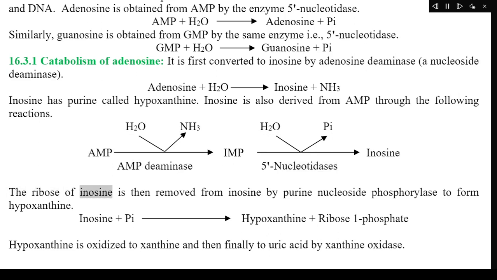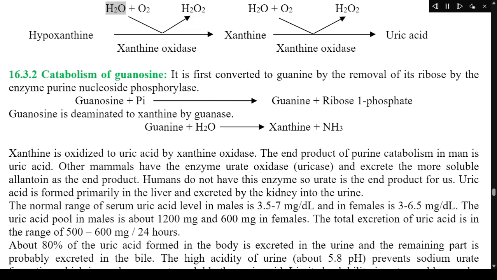The ribose of inosine is then removed by purine nucleoside phosphorylase to form hypoxanthine. Inosine plus Pi gives hypoxanthine plus ribose 1-phosphate. Hypoxanthine is oxidized to xanthine and then finally to uric acid by xanthine oxidase, with H2O plus O2 giving H2O2 at each step.